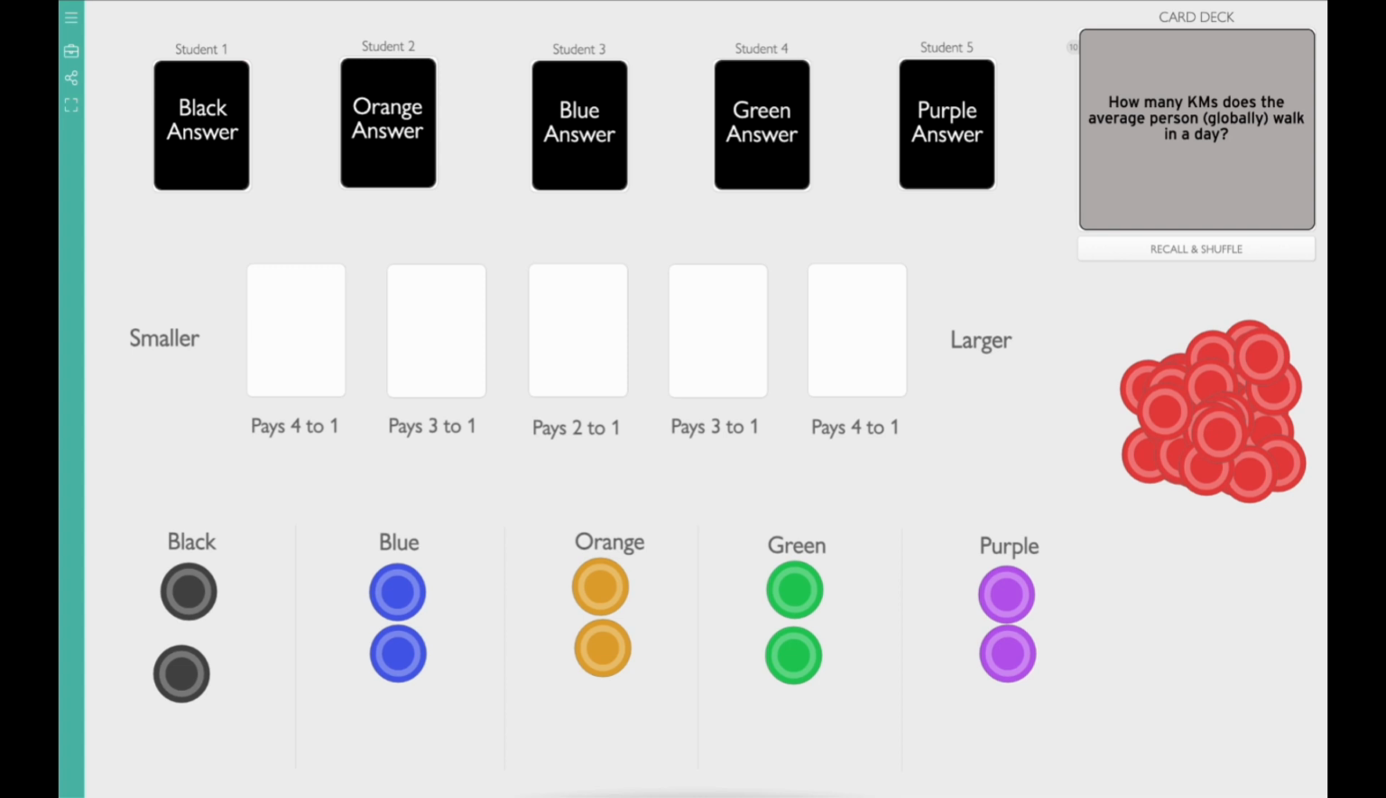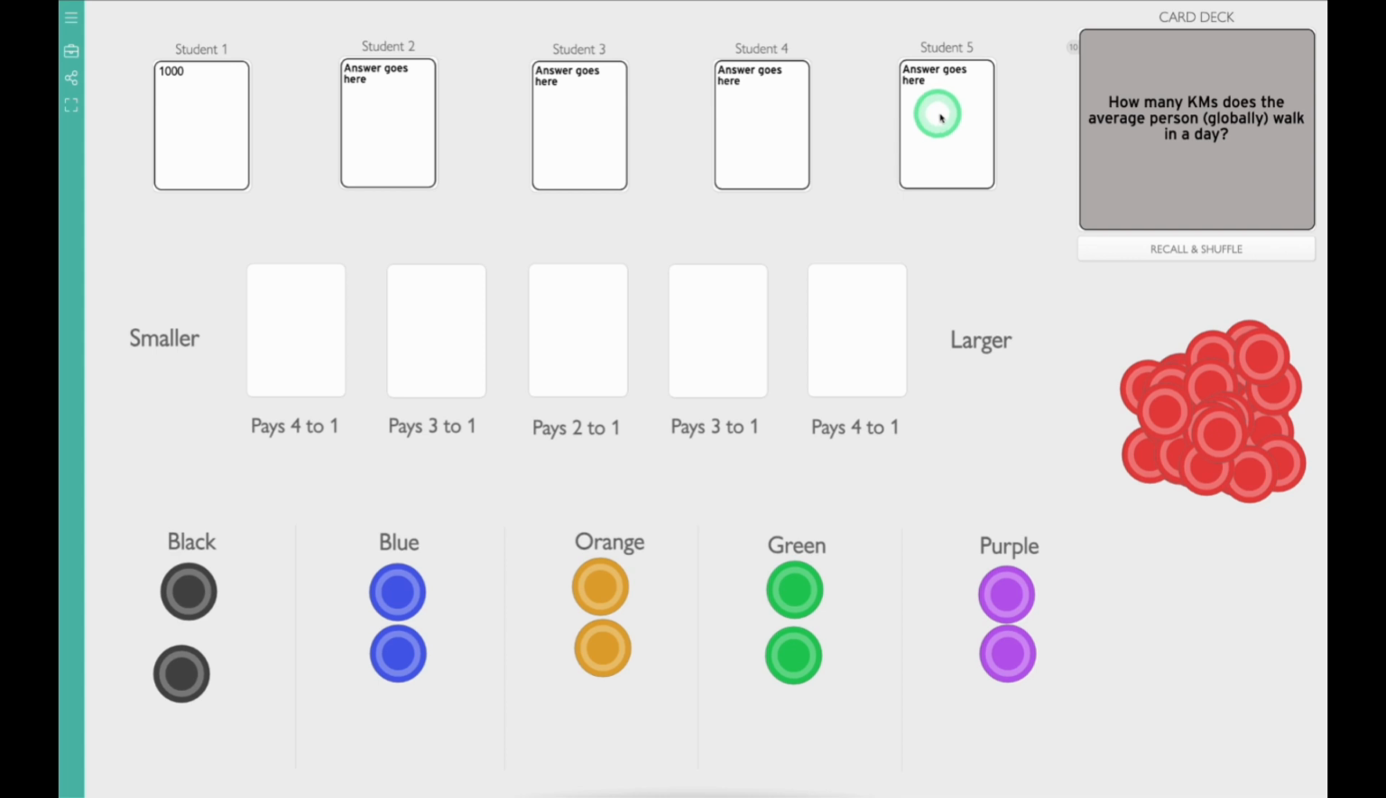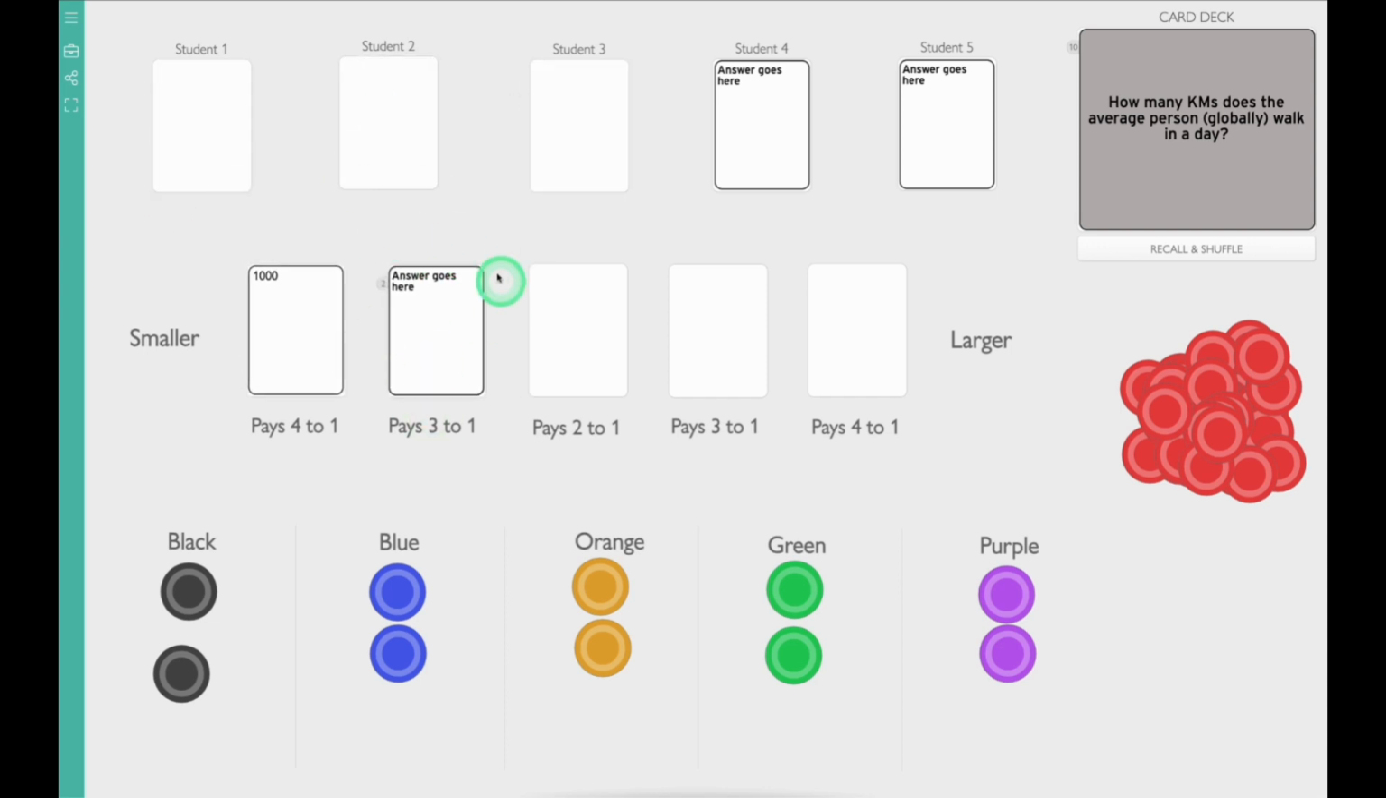After every player submits their guess, all players may reveal their answer cards and sort them from smallest to largest on the holders titled Pays 4 to 1 on the left to Pays 4 to 1 on the right. If two or more guesses are the same, stack them on top of each other on the answer board. Once the answers are laid out, players may place their tokens on the answers they believe are closest to the correct answer. They have a choice between placing both tokens on one answer and splitting them between two answers.